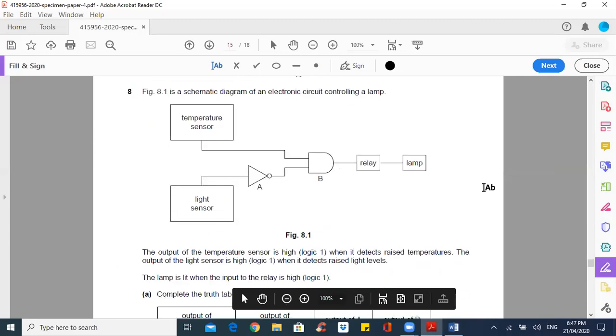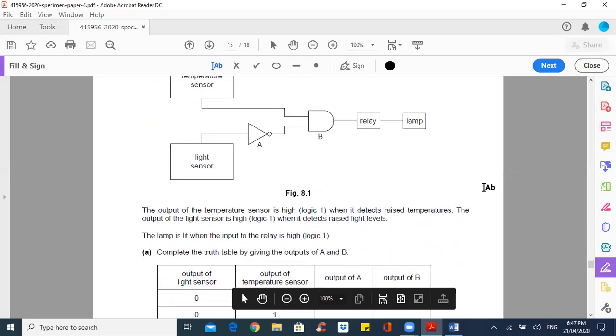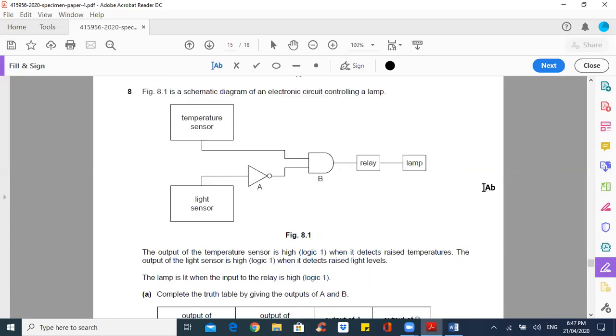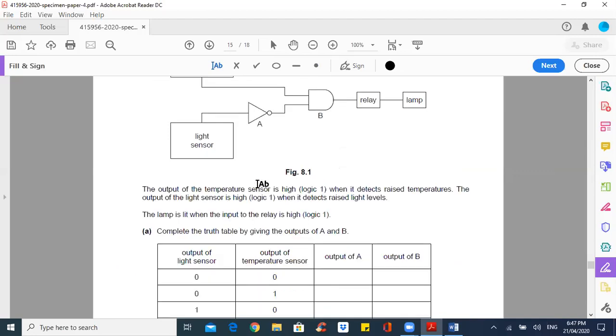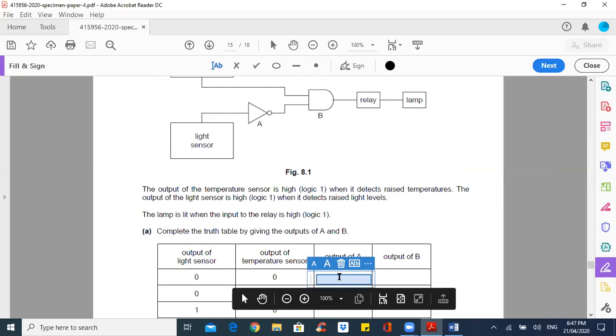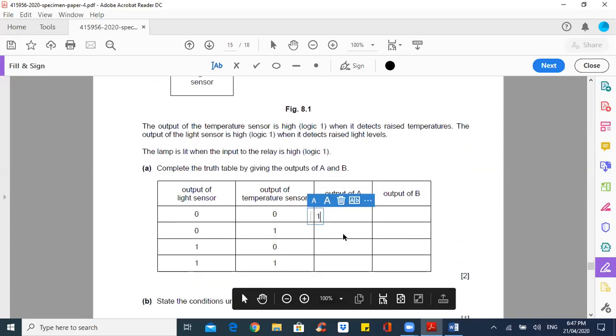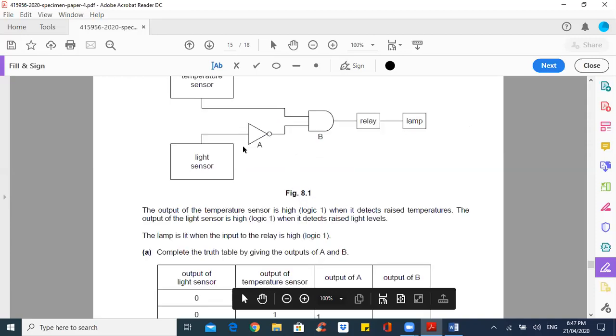This is the electronic circuit. They said complete the truth table by giving the outputs of A and B. The output here is basically the output of a NOT gate. A NOT gate means it's going to be the opposite, so the opposite of the light sensor. If the light sensor was 0, it's now going to be 1. 1 is going to be 0, because output A is the opposite of the output of the light sensor. There's a NOT gate here.